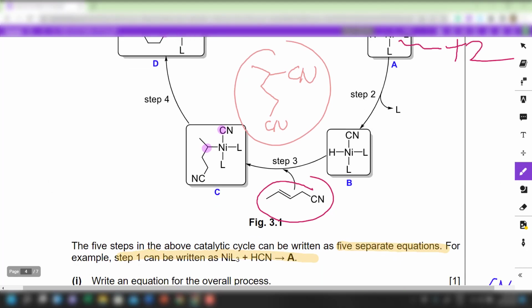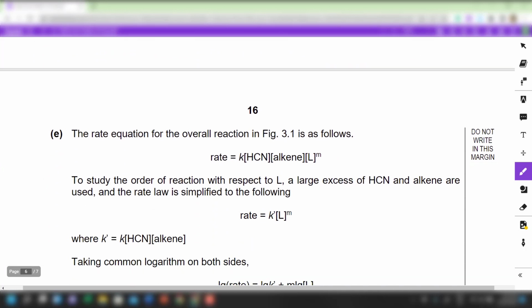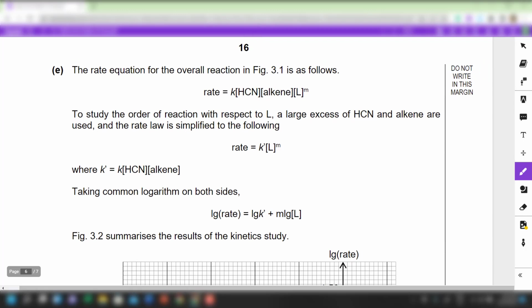All right, next, I'm going to finish this off very quickly by looking at part E, which is a kinetics question. You were told that the overall reaction in figure 3.1 is shown with this particular rate equation. You notice that the rate equation includes the ligand.